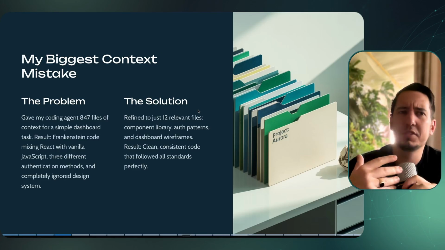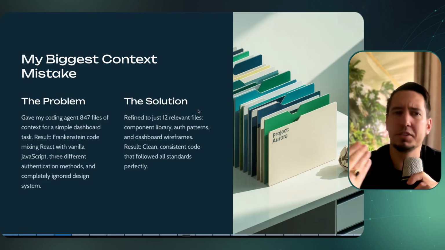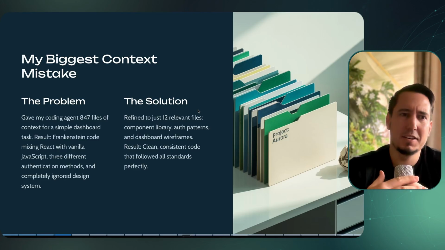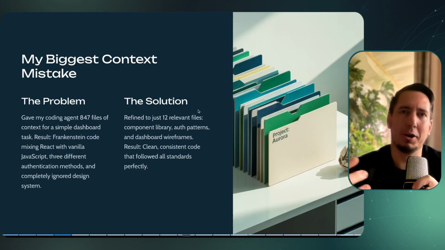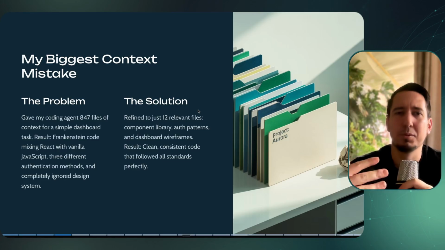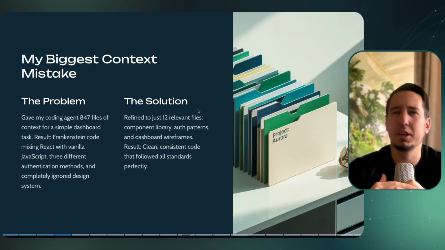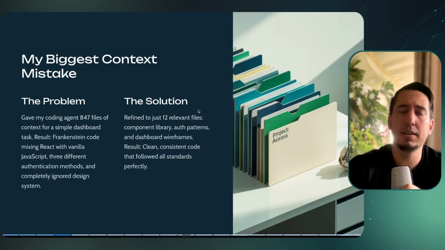The biggest context mistake most people make when they start is they give their whole entire code base to the agent. They ask for some kind of result, and they get this Frankenstein of a monster back, and they wonder why. It's actually because you're overloading it with too much context. The solution could just be only giving it access to the relevant 12 files that it might need to produce a better result.